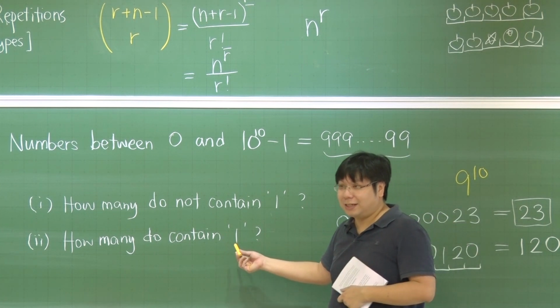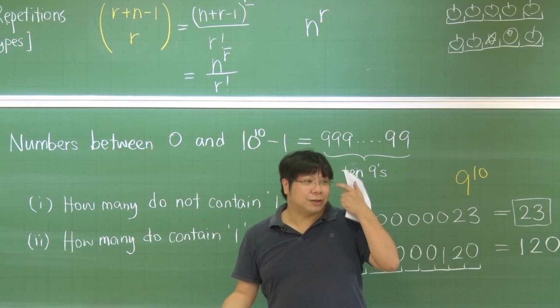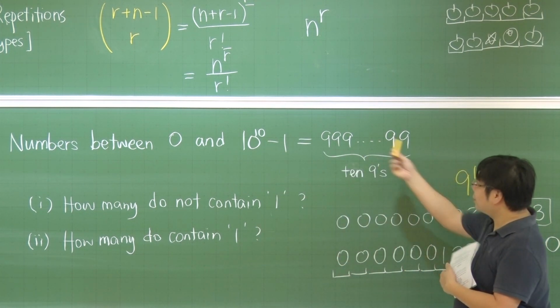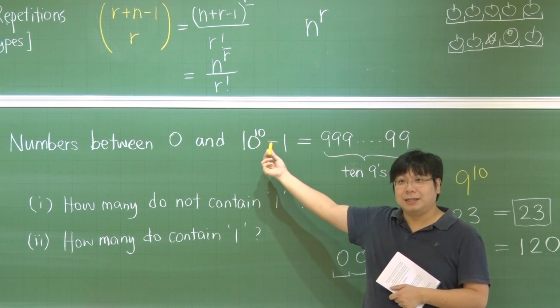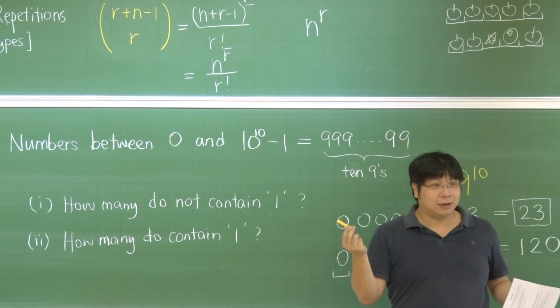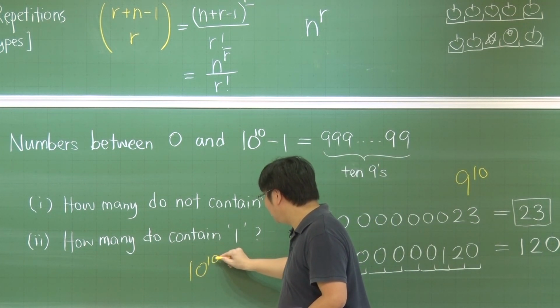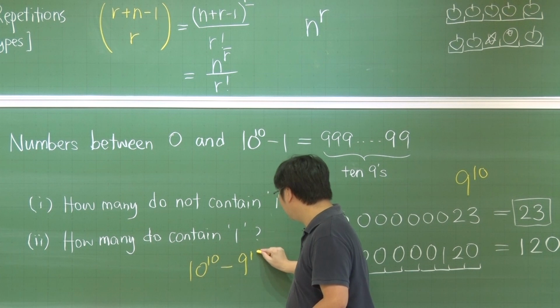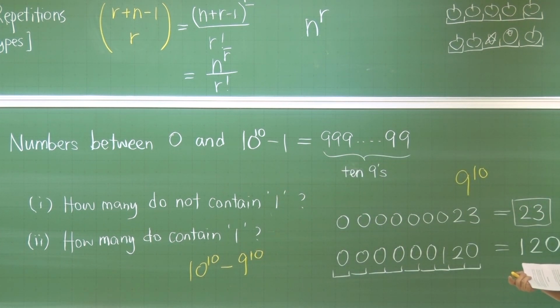So how many contain a 1? So the complement. Altogether, how many numbers do we have? Altogether 10 to the power 10 numbers, right? And then 9 to the power 10 do not contain a 1. So how many contain a 1? 10 to the power 10 minus 9 to the power 10. So this is the answer. Is that okay?